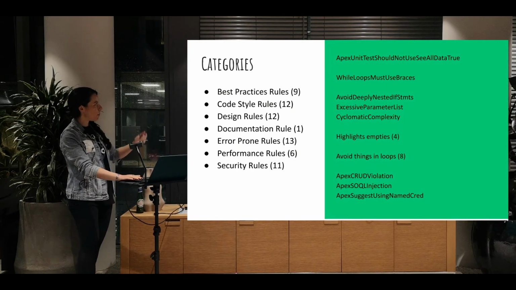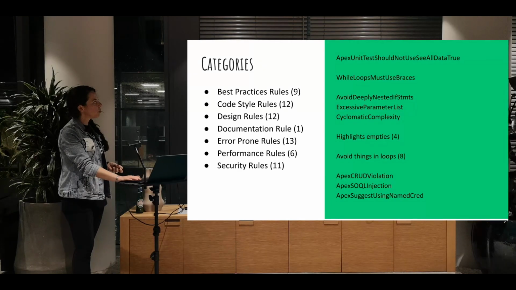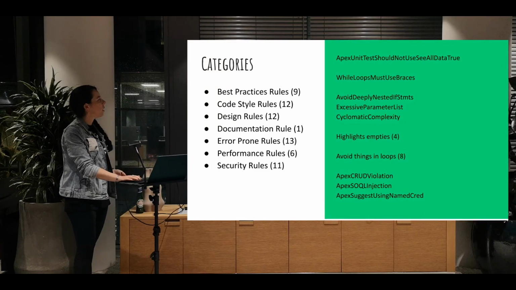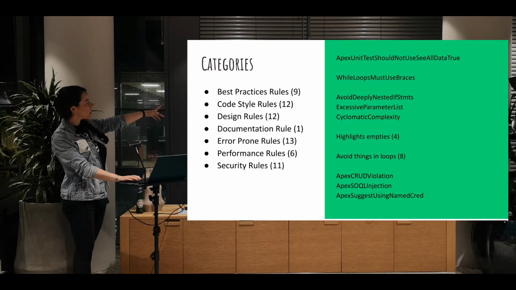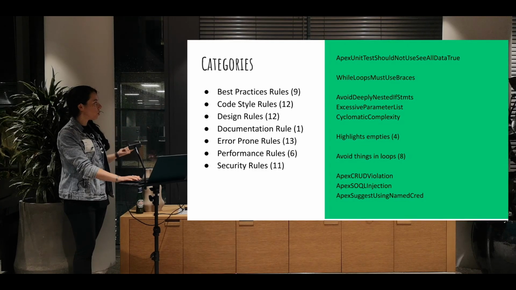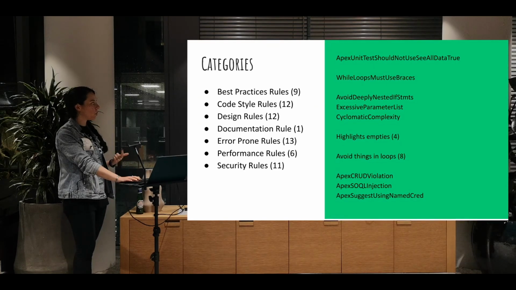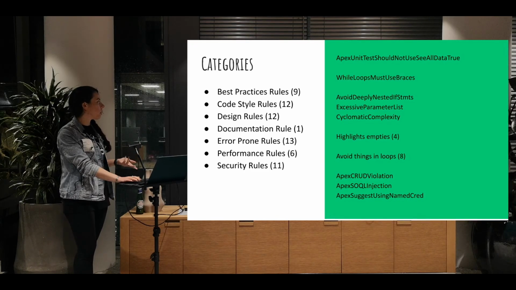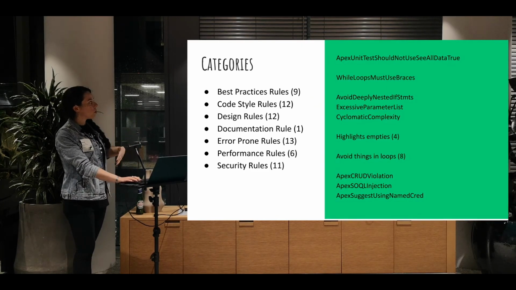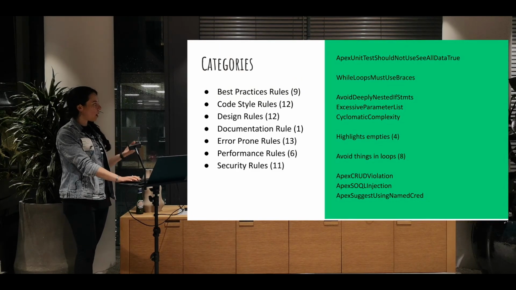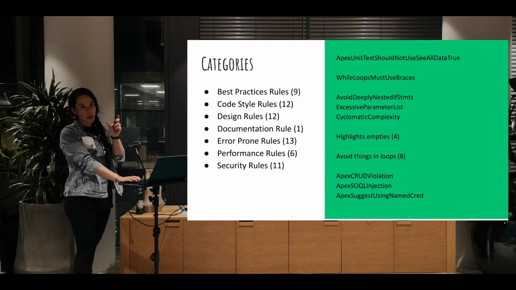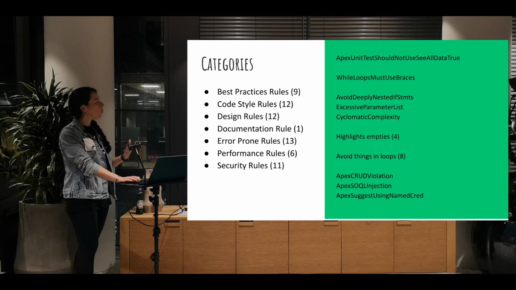What are some examples? For best practices rules, Apex unit test should not use SeeAllData equals true. For code style rules, while must use braces. We know it's optional, but we can force it if that's the style in the company we work for. Design rules: avoid deeply nested if statements or an excessive parameter list. You can set up your own amount on some of them. For parameter list, for example, you can say what is too much, whether 4 is too much or 5 is too much.